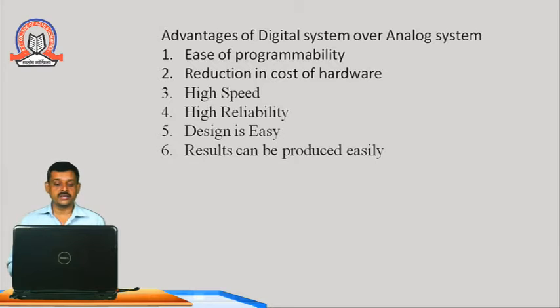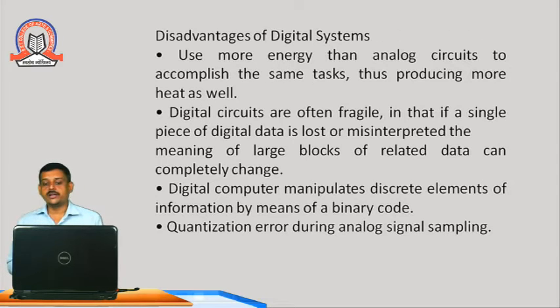Then high reliability. There are many possibilities for analog signals to break down, but digital signals are very hard to break. Then the design is very easy and its results can be produced easily. Now what are the disadvantages of a digital system? The very first disadvantage is that when we use a digital system, it consumes more energy than the analog circuit.